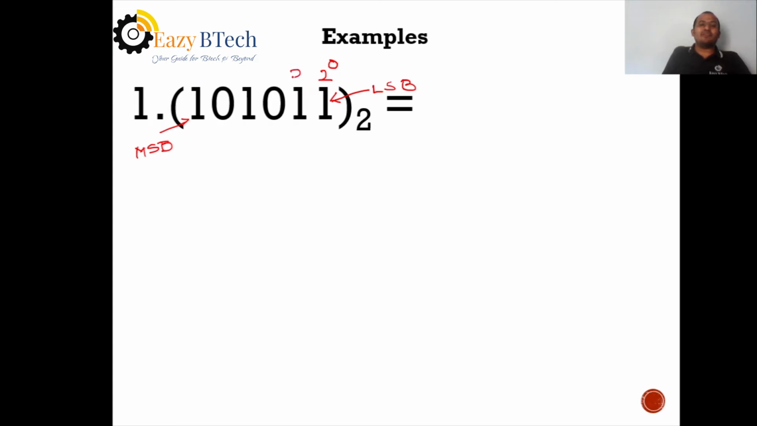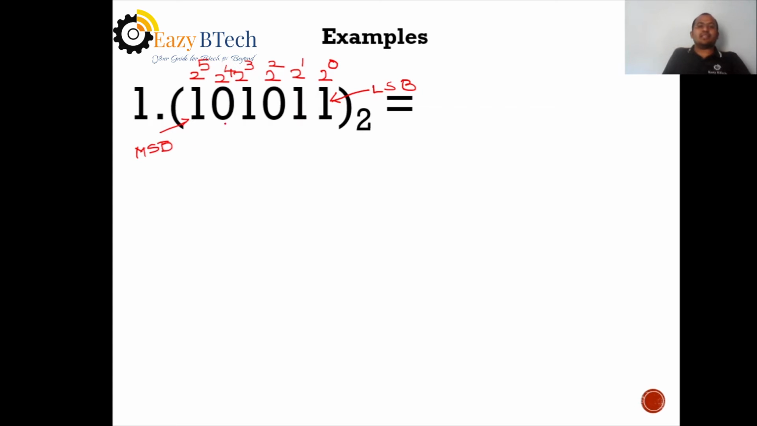This will have a weight of 2 power 1. This will have a weight of 2 power 2. This will have a weight of 2 power 3. This will have a weight of 2 power 4. And this will have a weight of 2 power 5. Now the second step is we have to multiply the positional weight with the respective bit value.